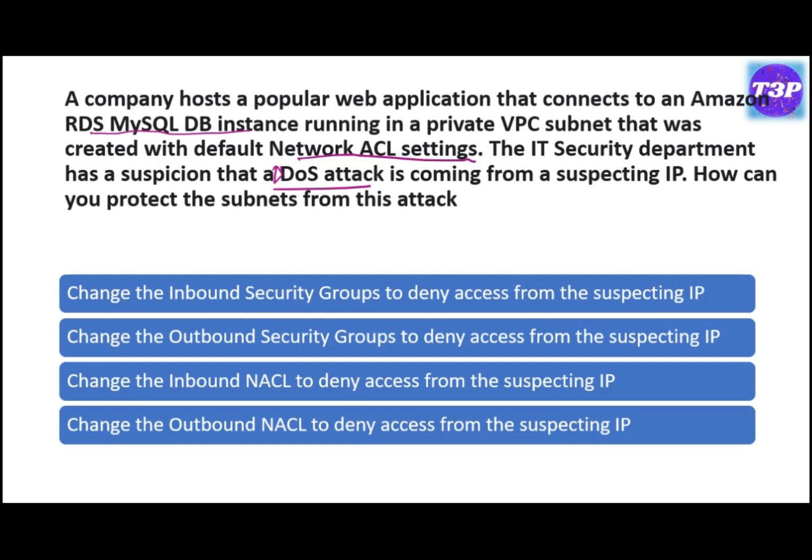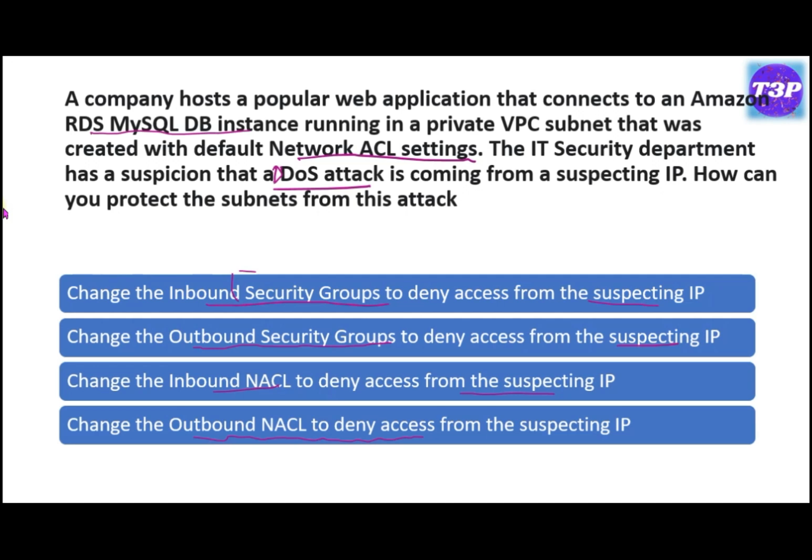The options we have: change the inbound security groups to deny access from the suspicious IP, change the outbound security groups to deny access from the suspicious IP, change the inbound NACL, that is network access control list, to deny access from the suspicious IP, change the outbound NACL to deny access from the suspicious IP. About these options, there are two options with security groups and two options with the NACL.